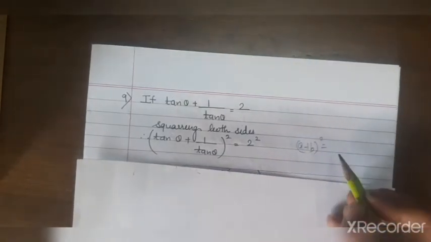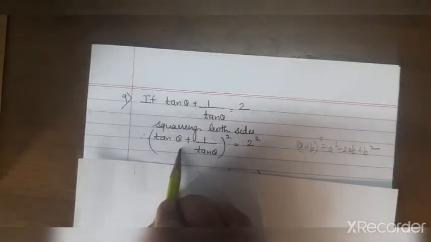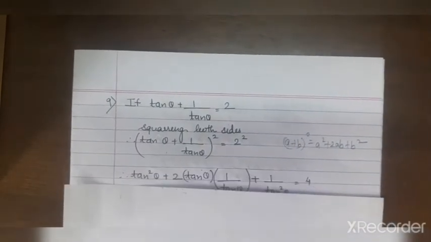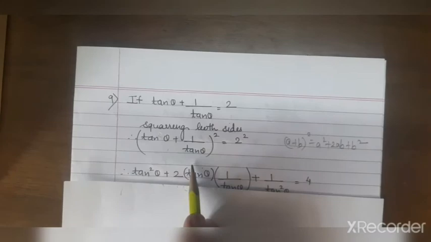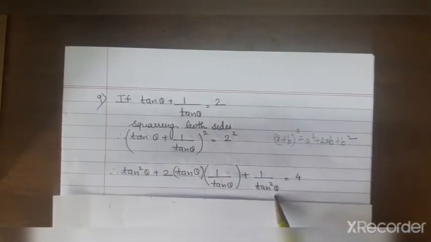So we have learned the expansion also. (A + b) the whole square, we have studied the expansion as a square plus 2ab plus b square. That is what we are going to use here. So tan square theta plus 2 into tan theta into 1 upon tan theta plus 1 upon tan raised to 2 theta, that is square theta, equal to 4.